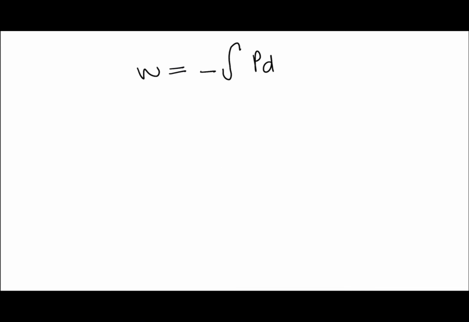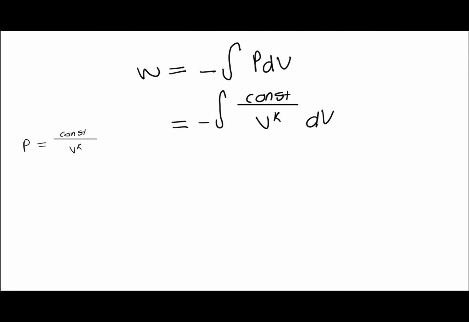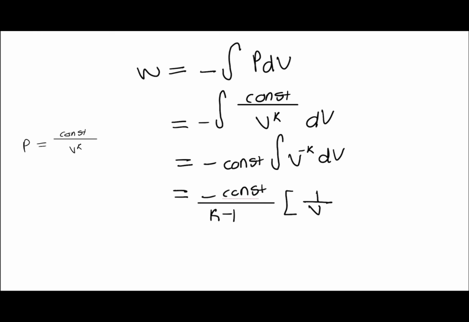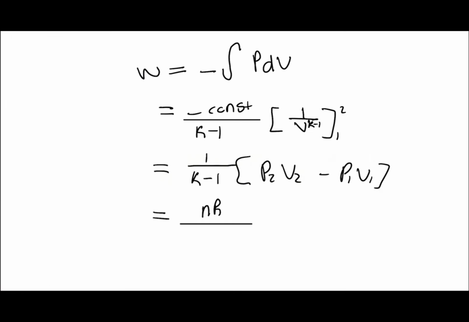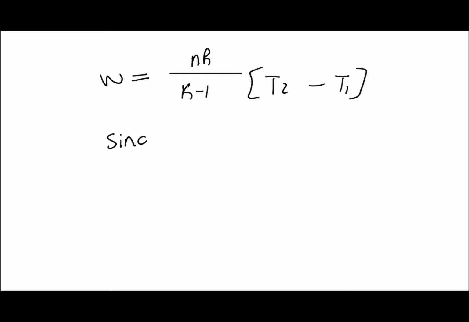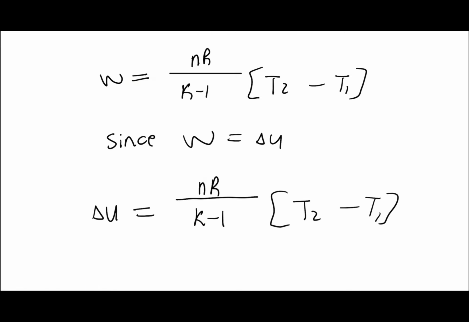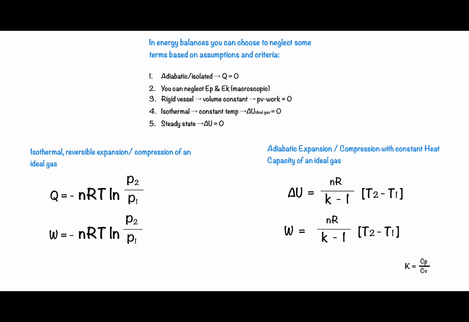We look at our reversible formula. We plug in PV to the power of K equals constant into our formula. If we integrate, we can take the constants out and simplify to reach our final formula. Since this is an adiabatic process, the work is equal to the change in internal energy. And that's our first 4 formulas to help with first law problems. I hope this video helped you to understand these formulas and know when to apply them.